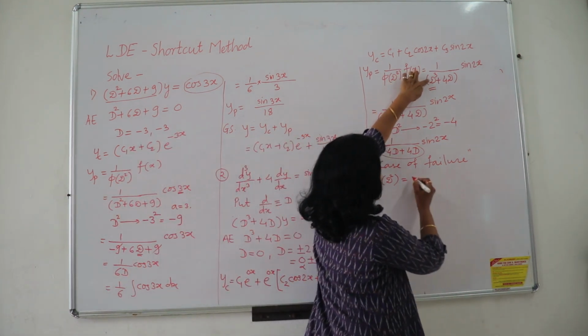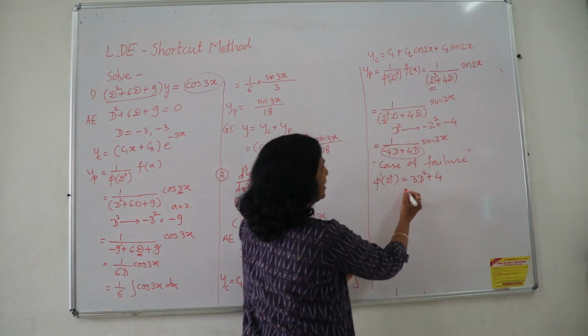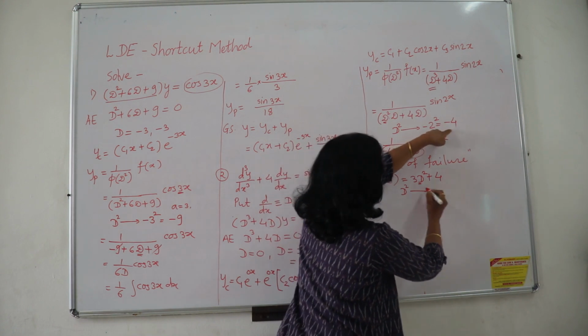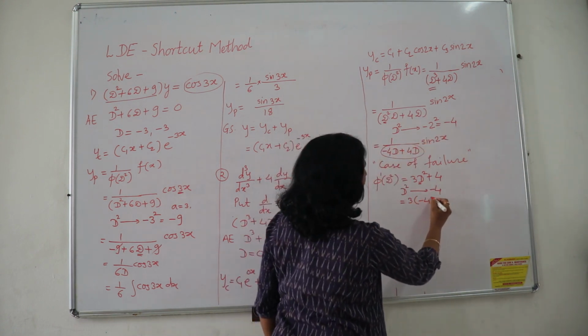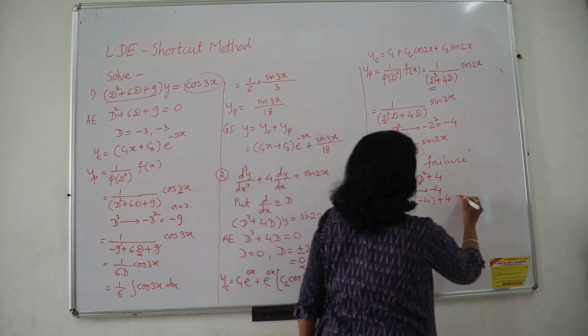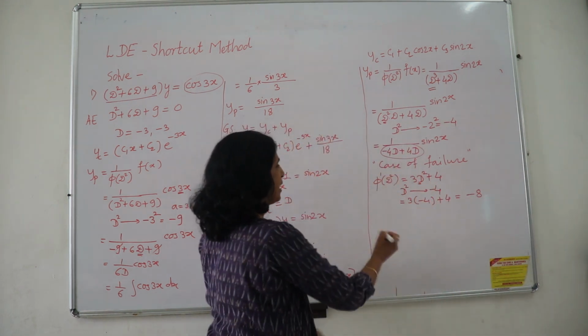So here it is D cube is nothing but 3D square plus 4, and the rule is the same again. See, I have got this D square. D square is replaced by the same quantity minus 4. Place it here. 3 multiplied by minus 4 plus 4. So 3 4s are 12 and plus 4. You will get the answer minus 8, which is not equal to 0. And so we are at the end.